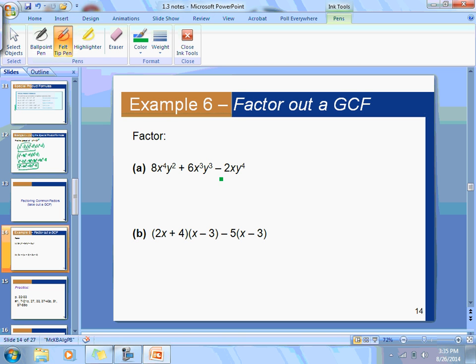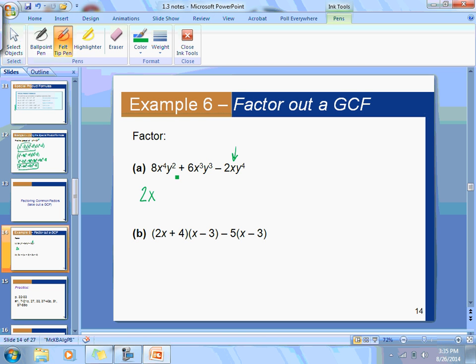Well, I've got an 8 and a 6 and a 2. So the most I can take out of all of those is a 2. For my x's, I have an x to the fourth, x to the third, and an x. Now this guy is the smallest right here. He's just x to the first. So really, that's the most I can take away. And that's kind of the trick. When you're looking for a GCF, you take out the smallest exponent.